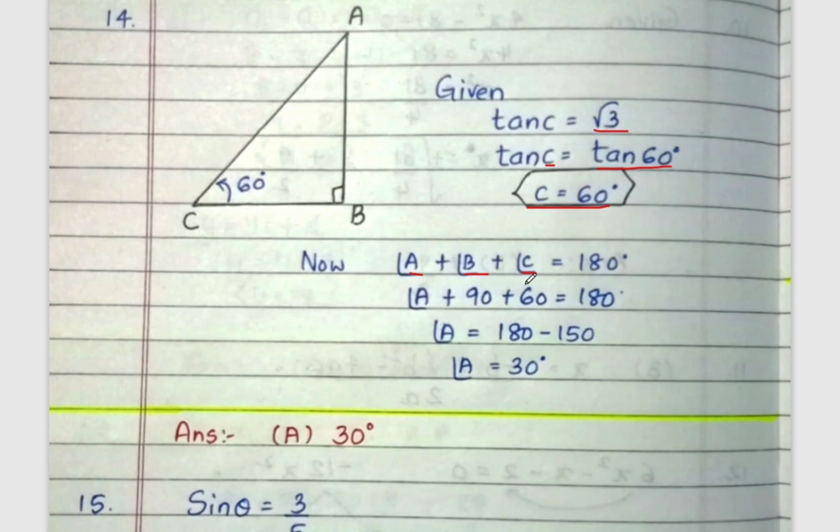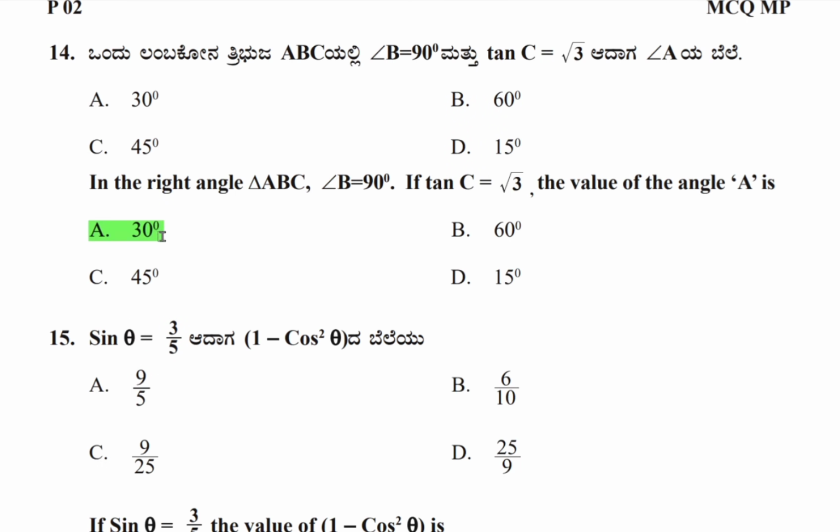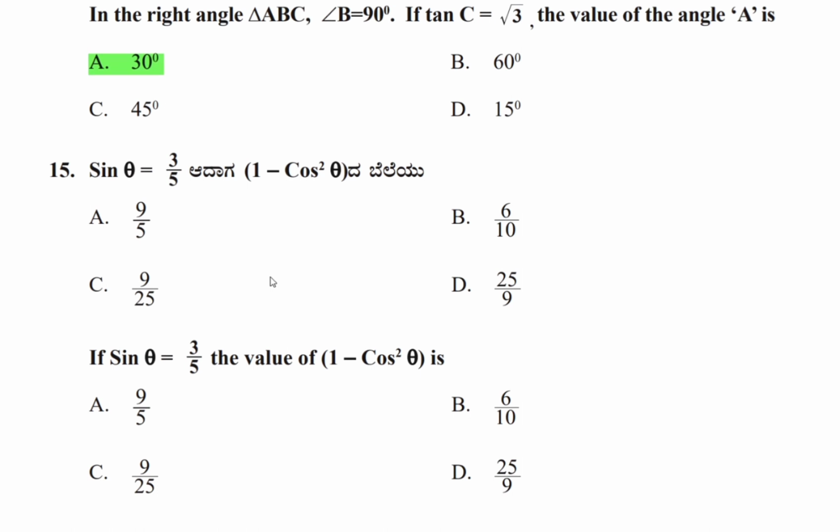Now, in triangle ABC, angle A plus angle B plus angle C equals 180 degree. Angle A will be equal to 180 minus 150. Therefore, angle A equals 30 degree. Therefore, the correct answer is option A, 30 degree. Now, moving to question number 15.